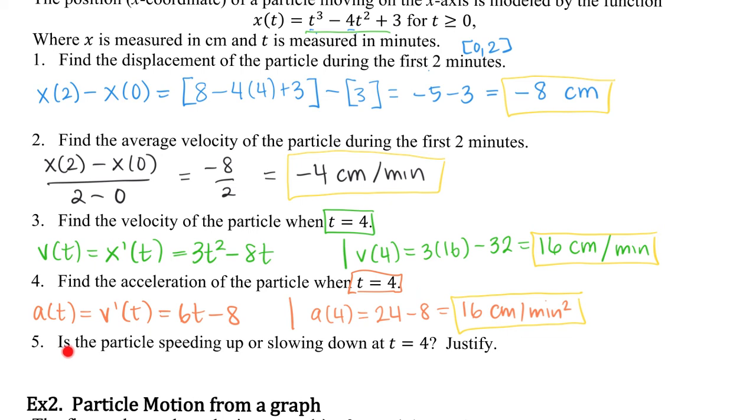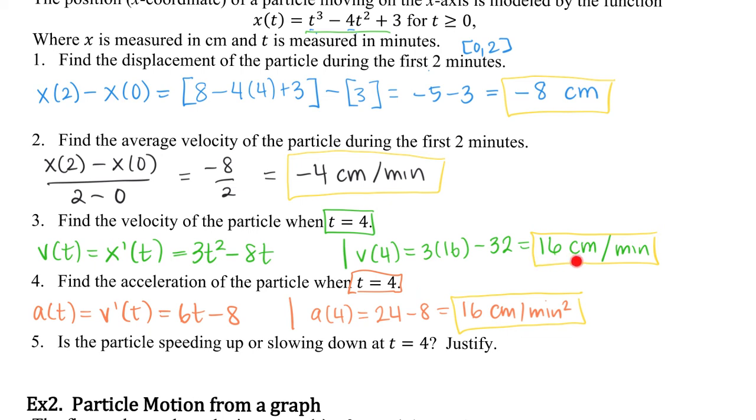Now, is the particle speeding up or slowing down at t equals 4? Justify. Let me think. If I want to check if something is speeding up or slowing down, I'm going to check v of 4 and a of 4 and see if they have the same sign.